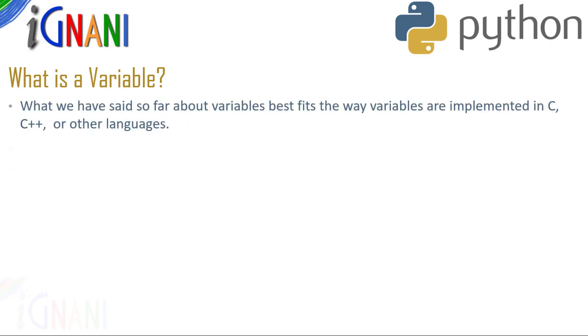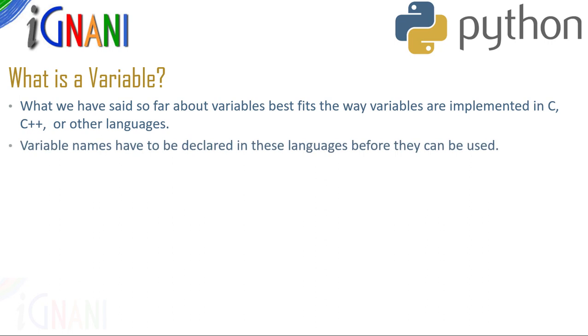What we have said so far about variables best fits how they are implemented in languages like C, C++ or other languages. In addition, variable names have to be declared in other languages. Like what you see here, int x. So we are saying it's of type integer and the variable name is x. Int y says it's of type integer with the name y. These lines declare two variables of type integer.